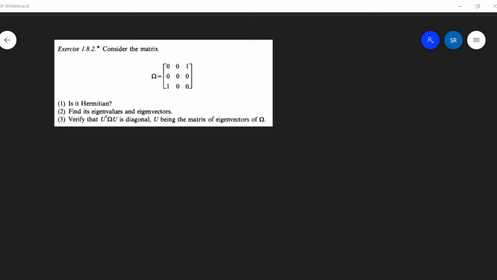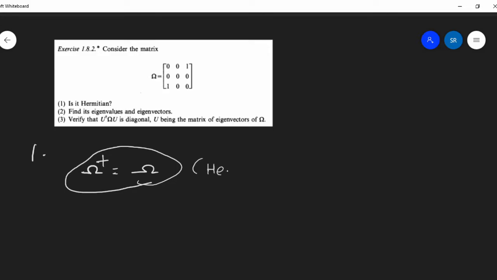We have this beautiful looking matrix over here. The first question is, is it Hermitian? We already know what it means to be Hermitian. We can say that the dagger of this operator is equal to the operator itself. If that is the case, then this is Hermitian.